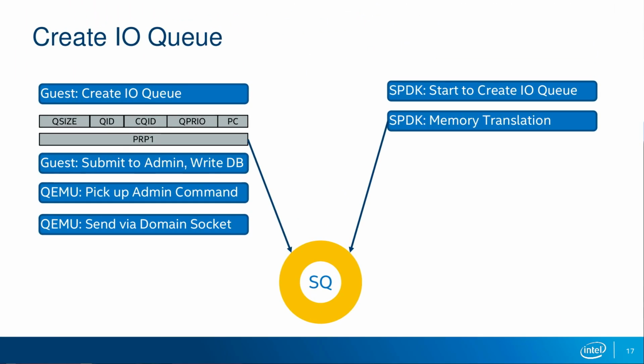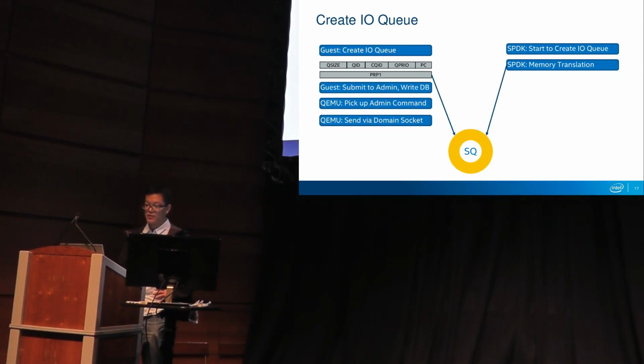So this is an example to show how we can set up the shared IOQs between the guest and the slave target. The guest will send the create IO submission queue command first. And this is the spec definition for the create IOQ. The PRP is a pointer to the submission queue's physical address inside the guest. And when submitted to the admin queue, it will write the PCI register as a doorbell.